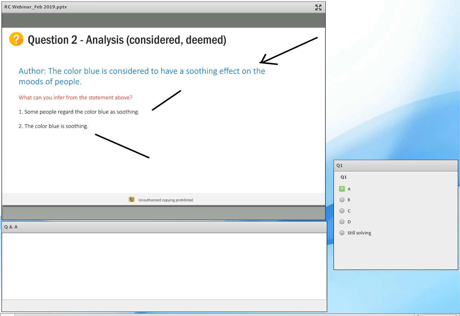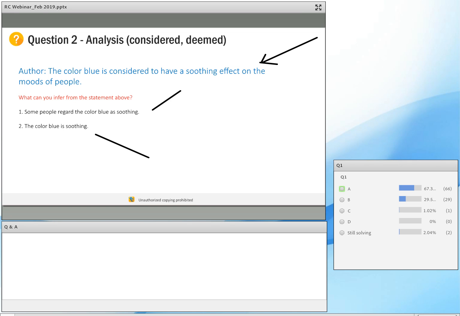Okay, all right. 3, 2, and 1. And this is where I think when I share the results, data is super powerful. We again got close to 100 responses. And what we see is about 30% of you think that the color blue is soothing, and 70% think that choice A is correct. Choice A is actually correct, which is some people regard the color blue as soothing.